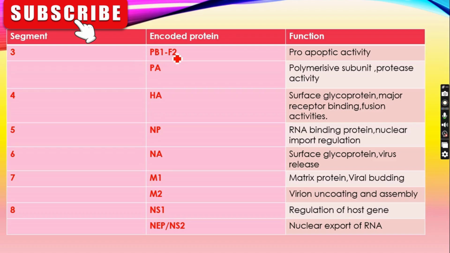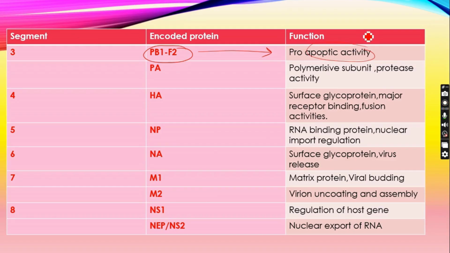Next, the third segment is going to encode PB1-F2, which is involved in pro-apoptotic activity. Due to mutation or any process that causes apoptosis or lysis of the cells, this is carried out by the PB1-F2 protein. Next, the PA protein is also synthesized by the third segment of the gene. It is involved in polymerization action and protease activity during the lytic cycle.